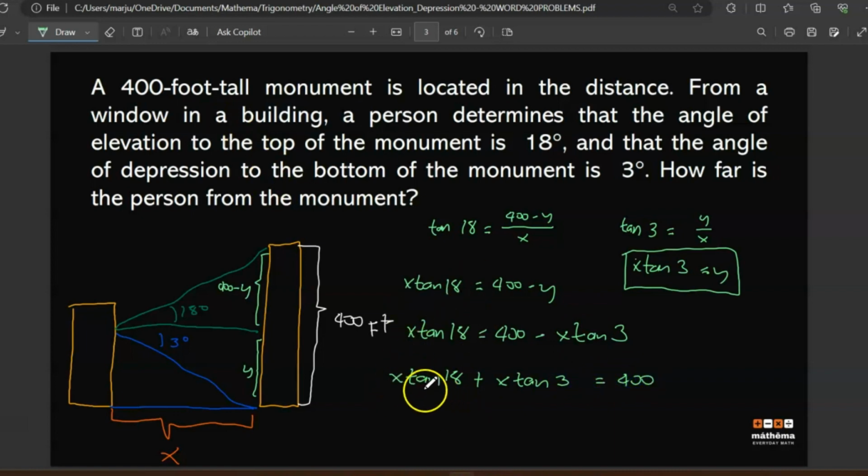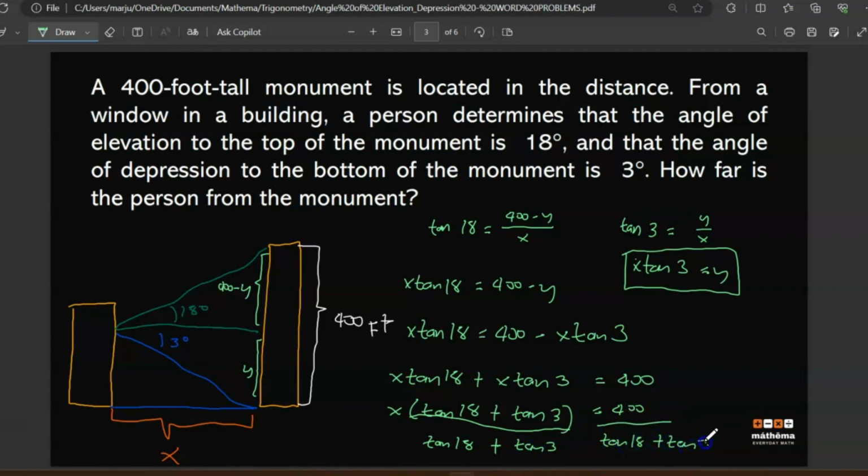Now if you notice, we have here a common factor, which is x. So we will try to factor out x. So we will get x times tan 18 plus tan 3 equals 400. And again, to solve for x, all we have to do is divide everything by tangent 18 plus tangent 3.